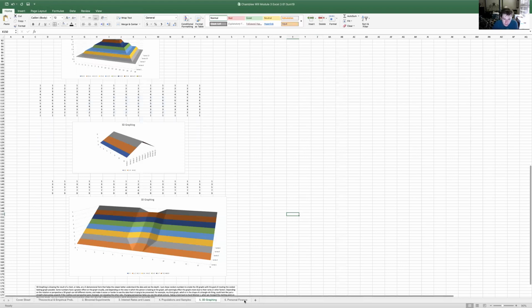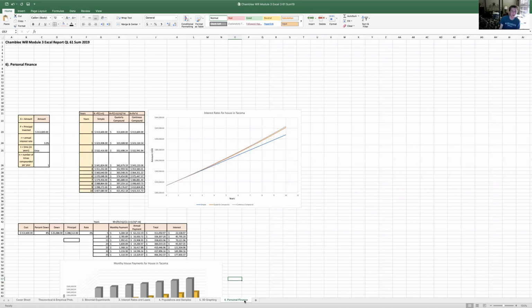Right. Let's go to personal finance. So last time my 3 cities were Dallas, Tacoma, and Little Rock. I chose Tacoma. The house there was $313,600,000. Well, I'm not a millionaire quite yet. So we did the simple, quarterly, and continuous compound. Obviously, as we learned in the interest rates sheet, you'd rather pay just the simple interest.